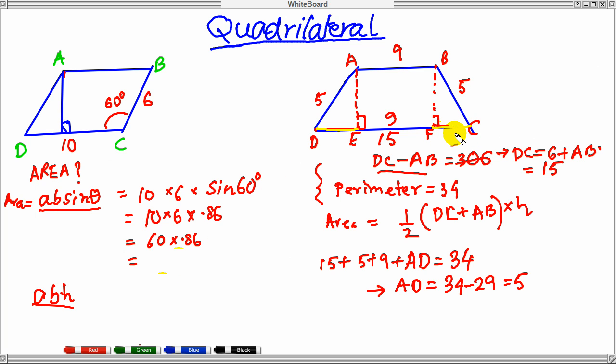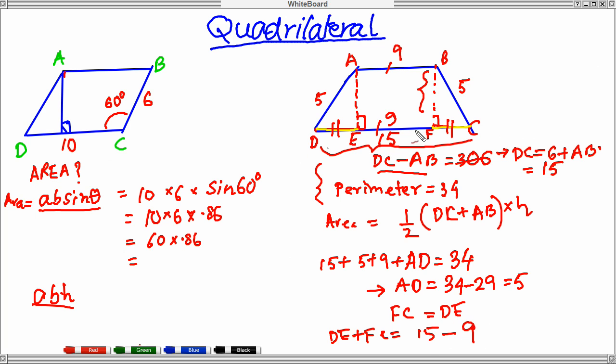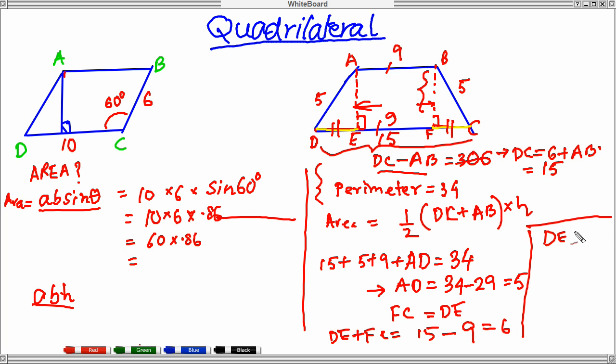Now let's try to find the length of FC. If we can find at least one length, then we can find the height of the trapezoid. FC equals DE. EF is equal to 9, and these two lengths are the same, so DE plus FC equals 15, which is the total length, minus 9, which is this part. That leads to 6. So DE plus FC is equal to 6, and each of them is 3. Let me make some space here. So DE equals 3.